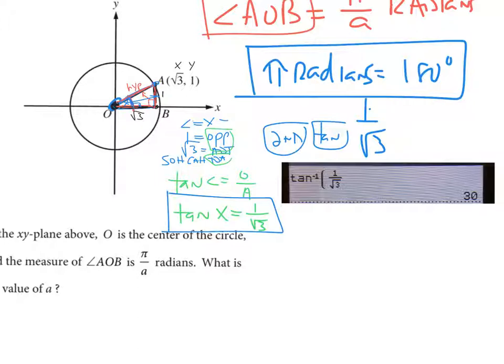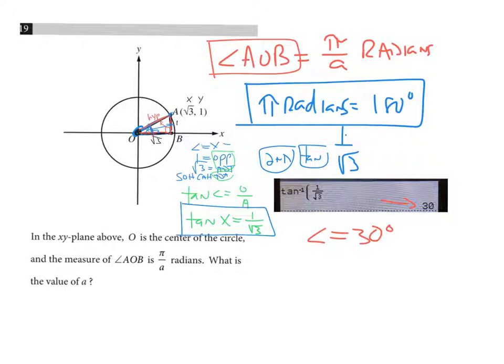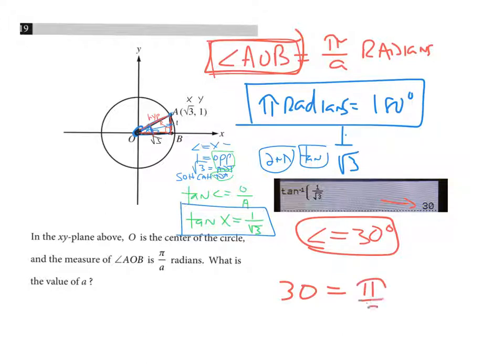I'm going to press second tangent and then enter in my fraction 1 over radical 3. So here I did second tangent and then 1 over radical 3, and my calculator gave me 30 degrees. So I know this angle is 30 degrees. But the question said angle AOB, 30 degrees, is equal to pi over A radians.